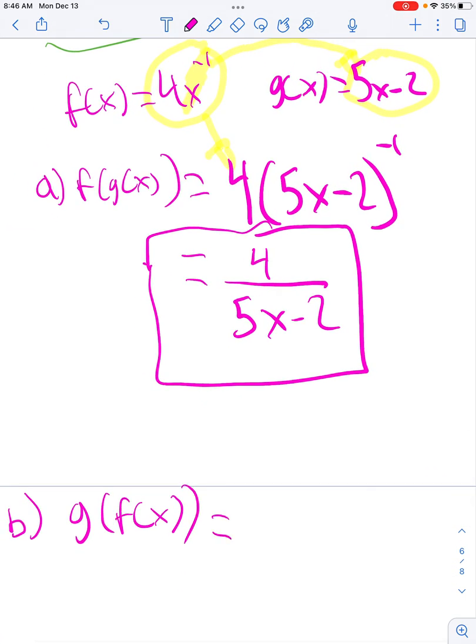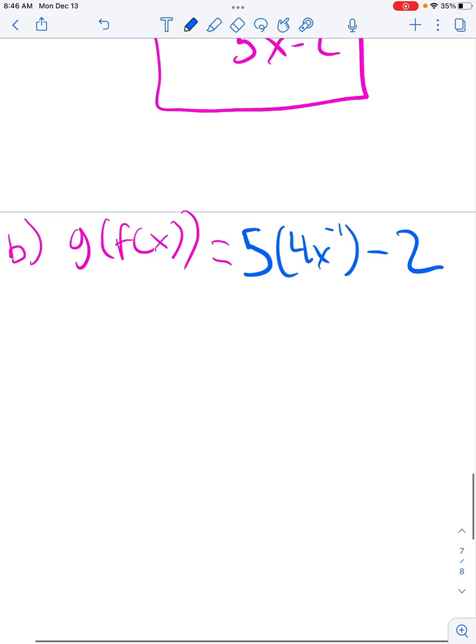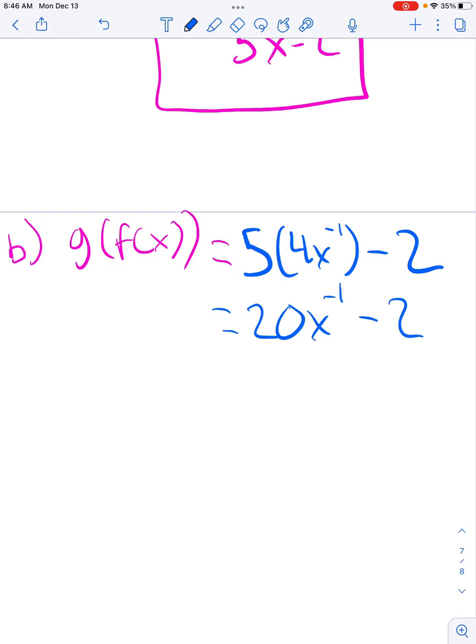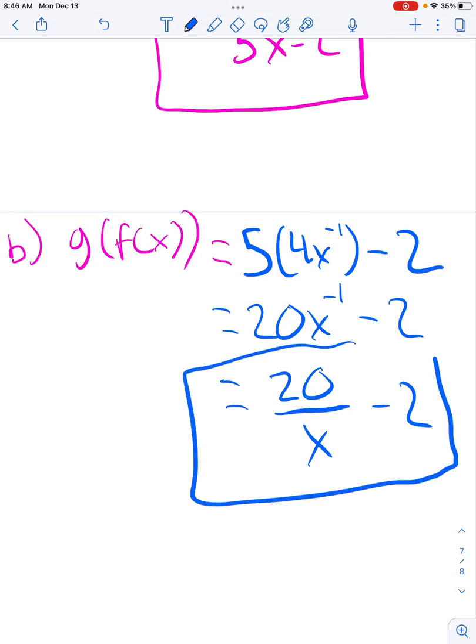Very similarly, we're going to look at g of f of x. So I'm going to write the function g of x, and every time I see an x, I'm going to plug in my function f, so 4x to the -1st. And then I still have minus 2. So if I think about this, 5 times 4 is 20, x to the -1st, minus 2. I know that x to the -1st can be rewritten by going down below. So 20 over x, minus 2.